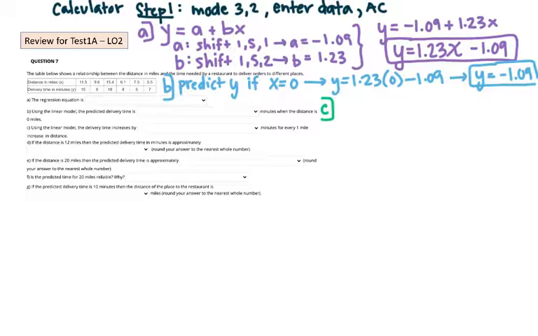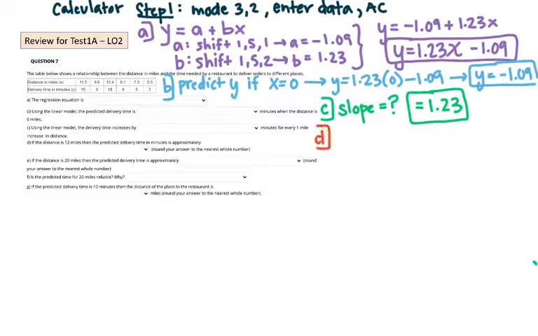Okay, the next question says the delivery time increases by how many minutes for every 1 mile increase in distance? This is a fancy way of asking you, what is the slope? Remember, slope is always saying, okay, how much does the y change for every time the x changes by 1? So they're asking us about the slope. And if you remember from the equation of the line of best fit, the slope is the number in front of the x. So it equals 1.23. So what that really means is that for each mile farther away that you live from the restaurant, we can predict it'll take 1.23 minutes more for the delivery to arrive. Every mile away that you live.